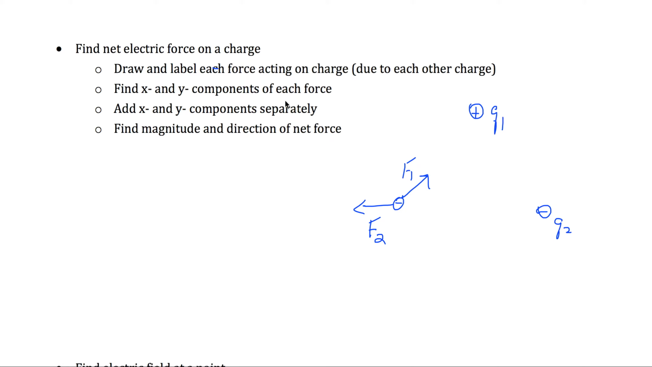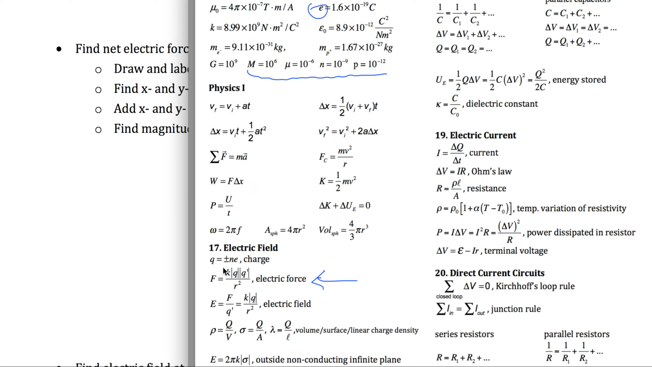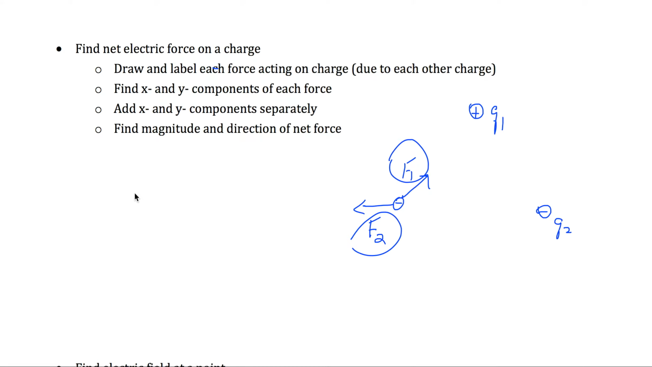Find the x and y components of each force. Well, actually, before you do that, you actually have to calculate what these forces are. And to do that, you're going to use this equation right here for electric force. You plug in both charges in here, how far apart they are, Coulomb's constant, which is right up here, and that will give you the magnitude of the force. So you definitely want to find those magnitudes first, get those numbers, and then once you do that, you find the x and y component of each force.